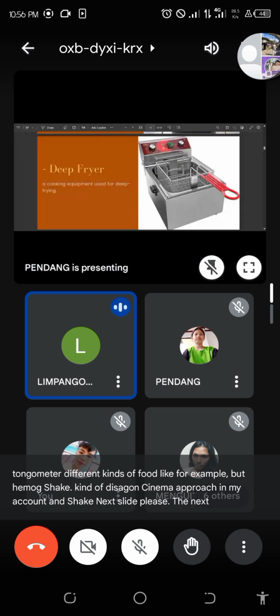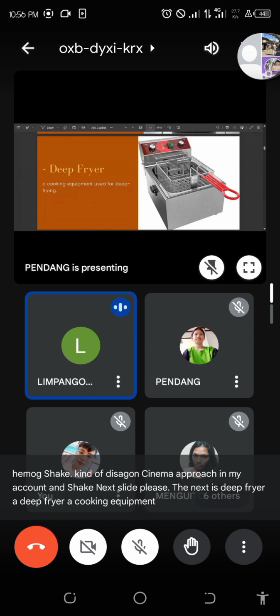The next is deep fryer. A deep fryer, a cooking equipment used for deep frying.